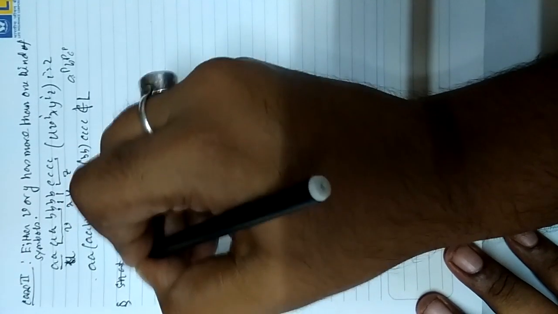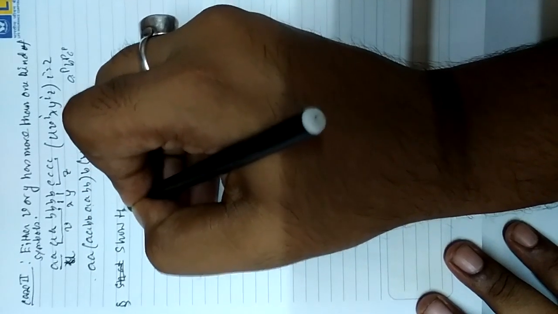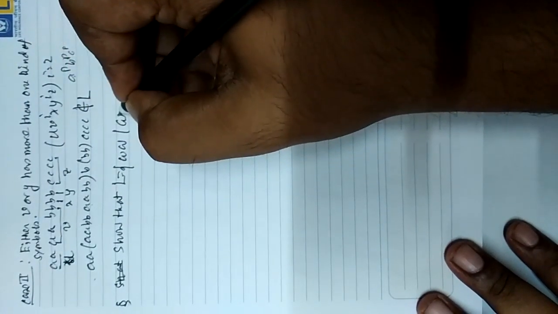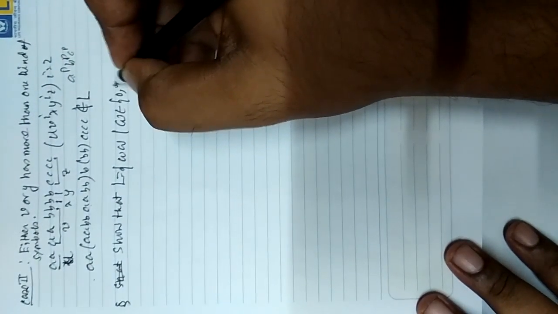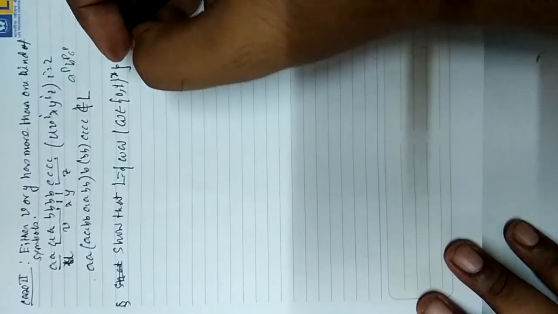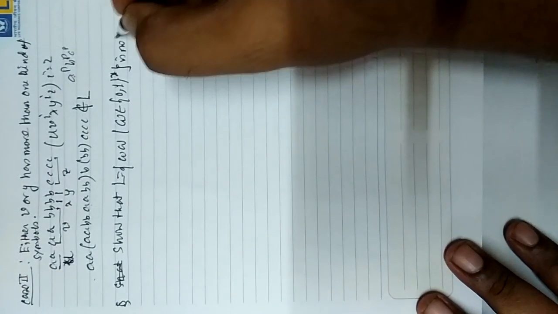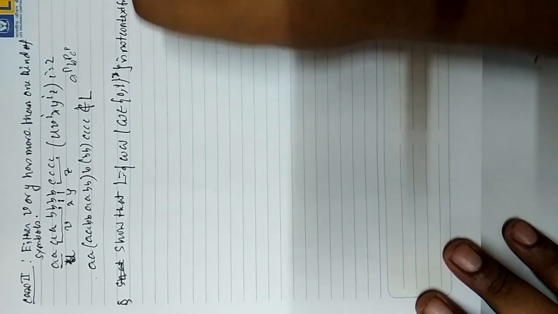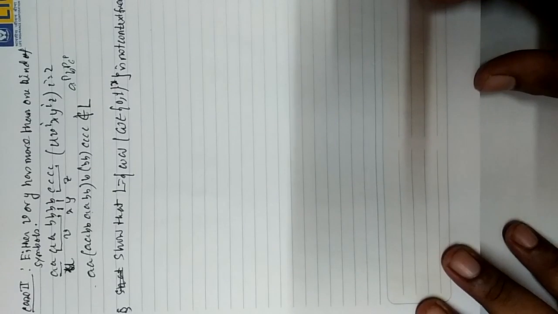Given that, show that L is equal to WW, where W belongs to {0, 1} star, is not context free. So you have to prove this.